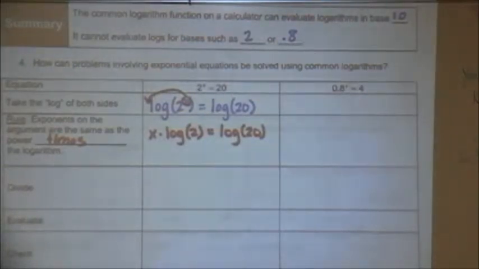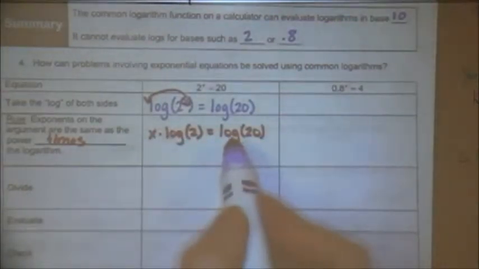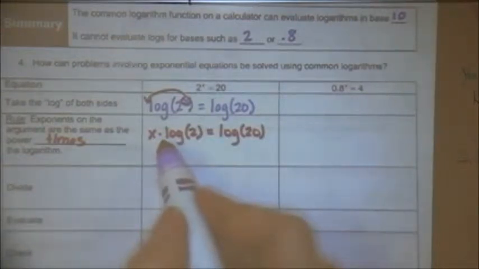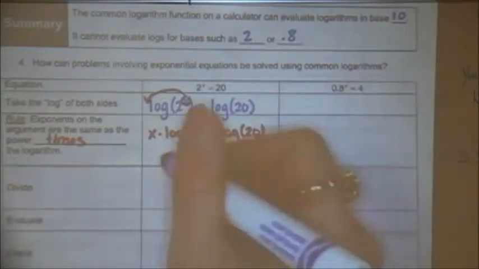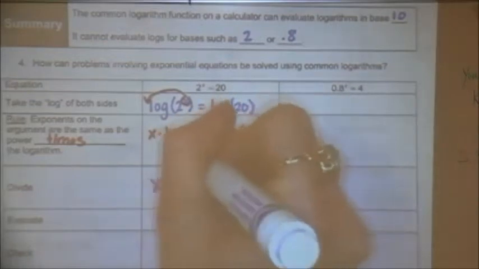So now it's just an equation, because now my x is on the line with everything else. So now I'm just trying to isolate x, get it by itself. So what's with the x I need to get rid of? Log 2. How do you get rid of it? Divide. So I'm going to have x equals, and I'm going to divide both sides by log of 2.